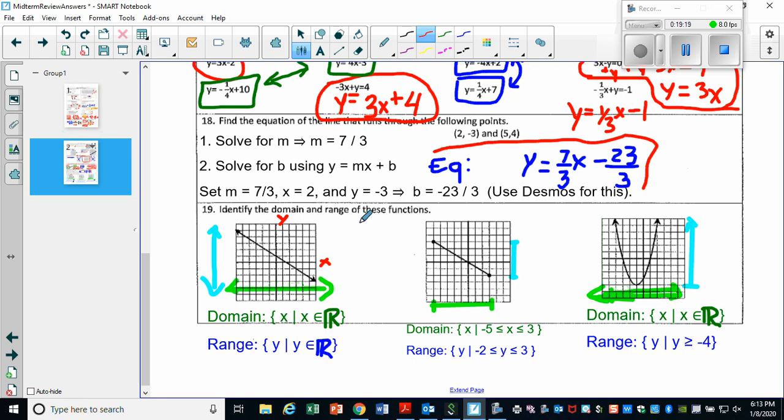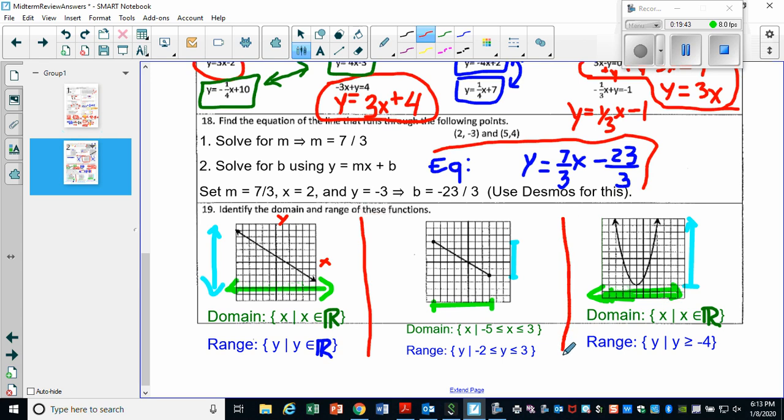So your domain and range for this first graph, x is such that x is all real numbers. Range, y is such that y is all real numbers. Because again, the domain, your x's can be any x possible. You're going to get a value of y, and all your y values are going to be anything from positive to negative infinity.